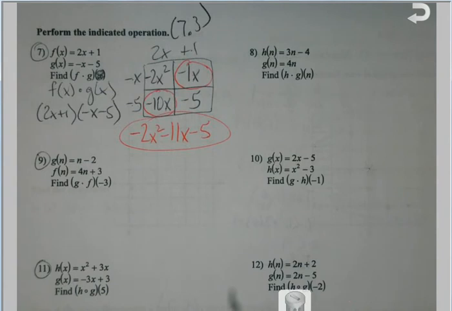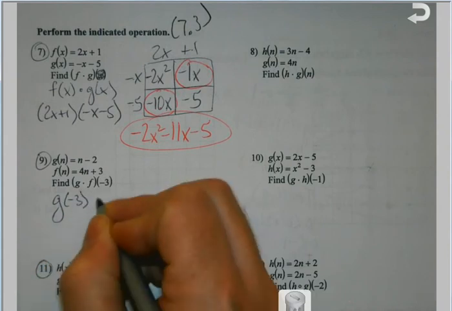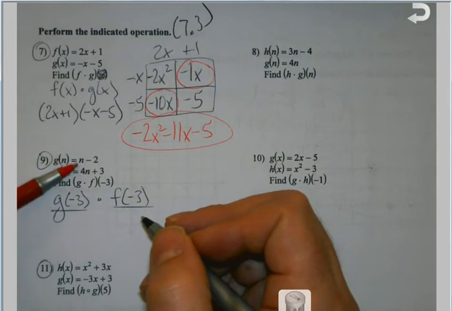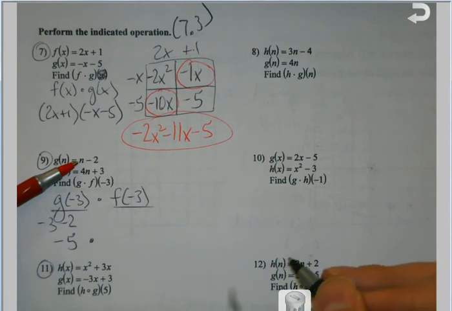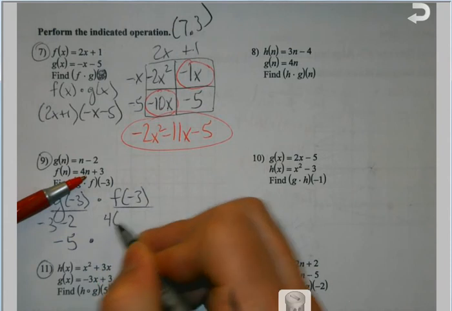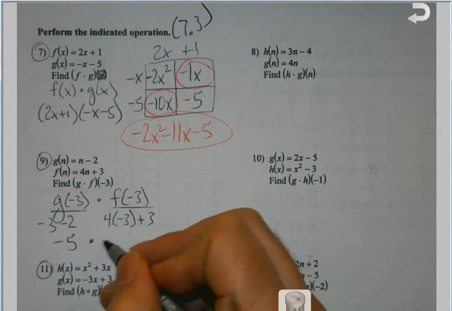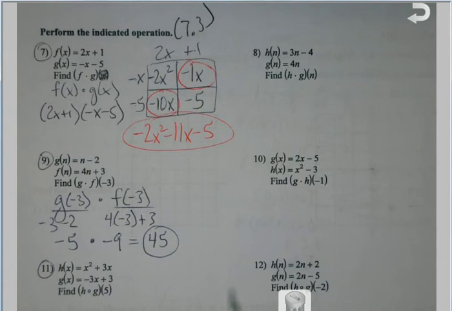Same type of thing going on in number 9, except now instead of x we have an actual number. So I plug in the negative 3 where the n is in my first one, so I have negative 3 minus 2, which is negative 5. And then I plug the 3 in my second one here. So I've got 4 times negative 3 plus 3. Negative 12 plus 3 is negative 9. And I just times those together. So again, we're just taking that value and plugging it in. And that's all it's going to be.